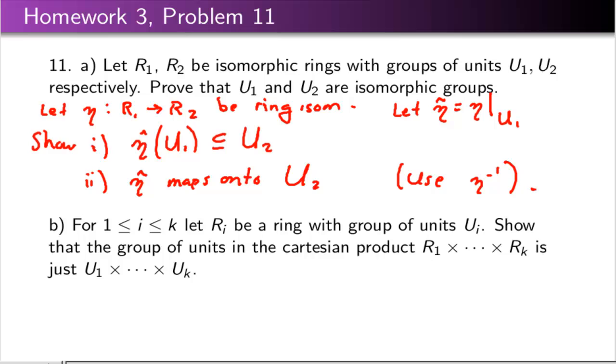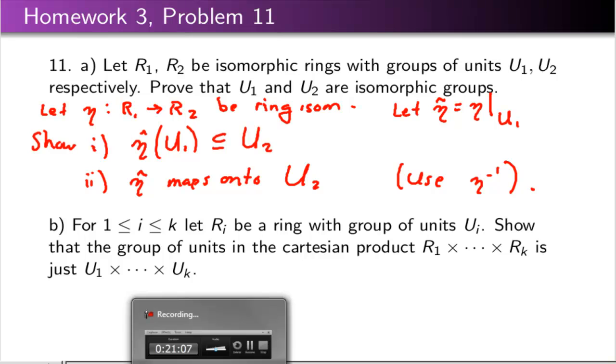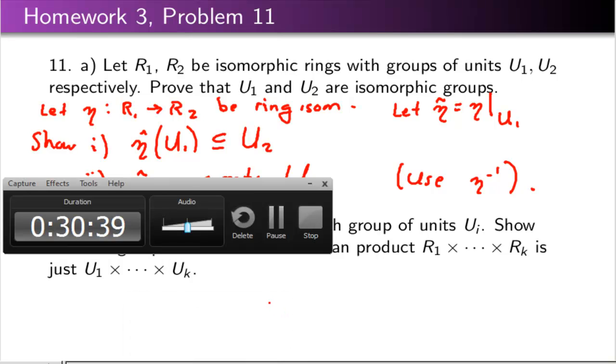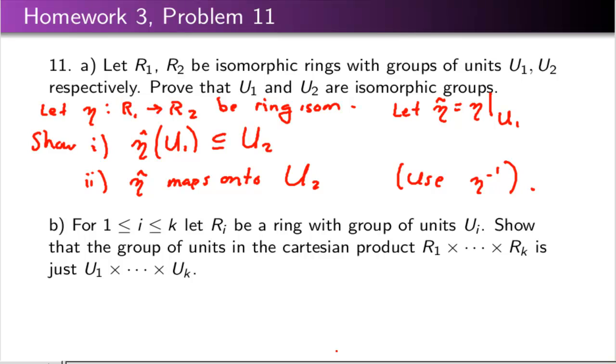Part B, show that the group of units in a Cartesian product is just the group of units in each of the rings put together like this. In part B, we want to show that if U1 through UK are the groups of units in R1 through RK, then the Cartesian product of these groups is the group of units in R1 cross through RK. And that's just a matter of knowing what a unit means here.